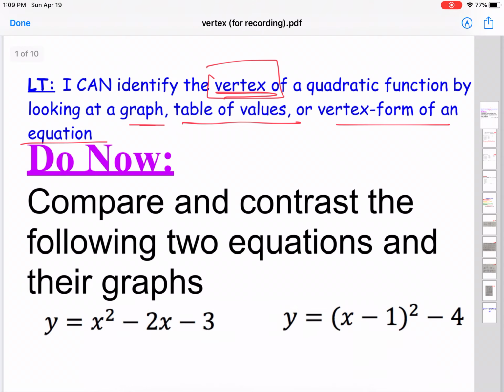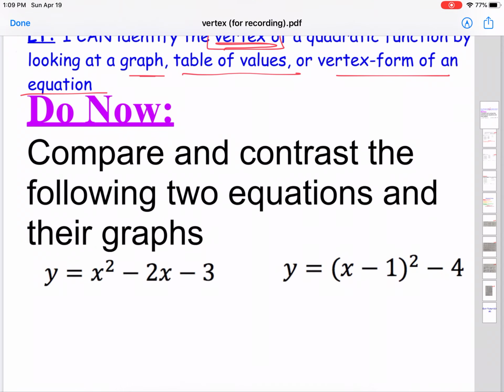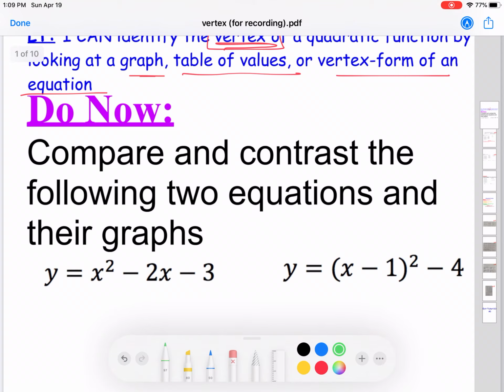Let's start by looking at this do now, where it's asking us to compare the following 2 equations and their graphs. So looking at these 2 equations, I notice that they're written in 2 totally different forms. Our first equation here is written in standard form. This we're familiar with. We've been working with this for all of Unit 8. But now this second equation over here is written in a new form that we've never really seen before, with the parentheses and being squared. So let's take a look at what their graphs look like.